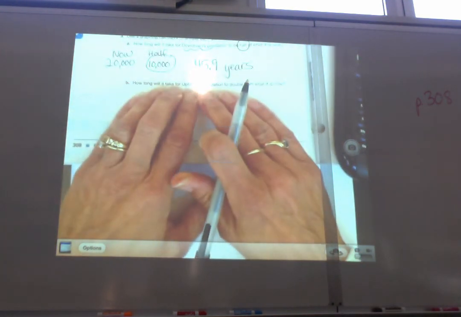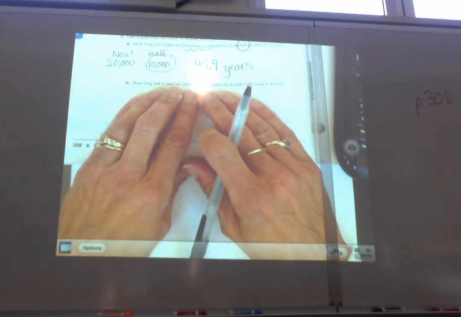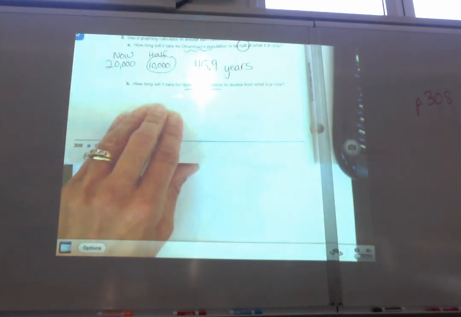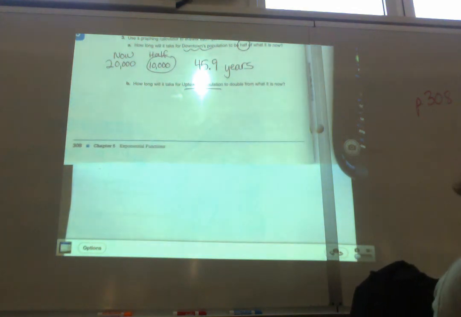Okay, now we're going to do the same thing for uptown. I'm going to walk around and see if you can figure out how to put that into the calculator. Uptown's formula is up at the top of the page. You're going to have to load it into Y1 and then work the intersect feature.